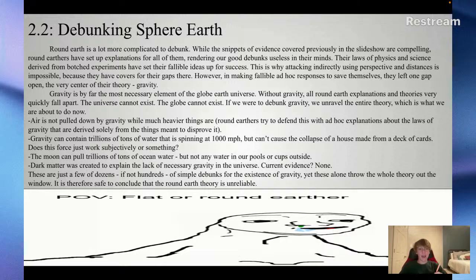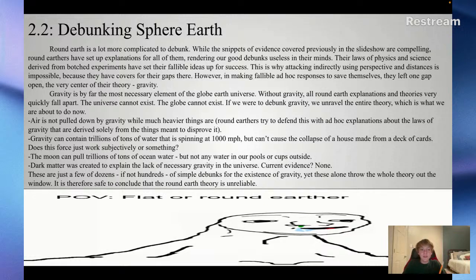However, in making fallible ad hoc responses to save themselves, which ad hoc means for the purpose, just for that specific purpose only, not proof for it, they left one gap open at the very center of their theory, no pun intended, since gravity's at the center. Gravity. Gravity is by far the most necessary element of the globe Earth universe. Without gravity, all round Earth explanations and theories very quickly fall apart. The universe cannot exist. The globe cannot exist.